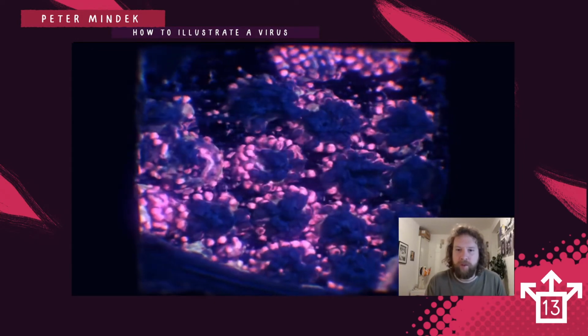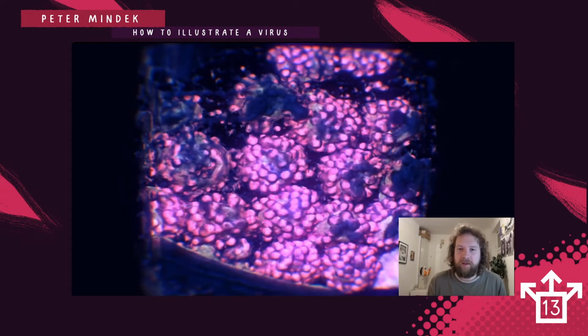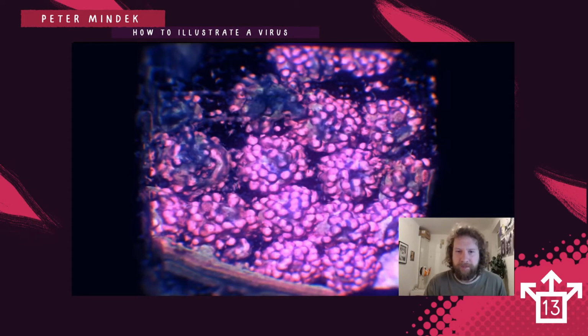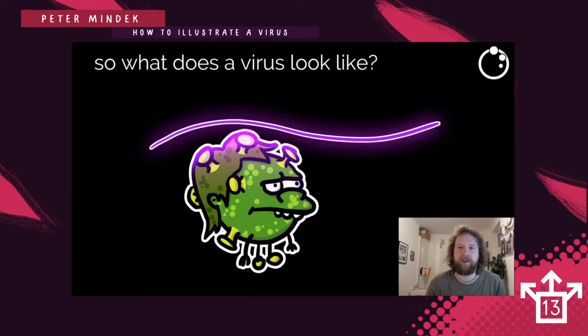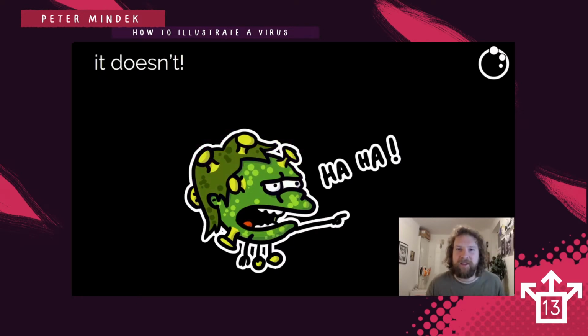But even with these fancy 3D visualizations, we still don't quite get the idea of what a virus looks like. It's still very fuzzy, it's still very uncertain, not very tangible. The thing is, a virus is smaller than the wavelength of visible light. So a short answer to the question, what does a virus look like, is that it doesn't.